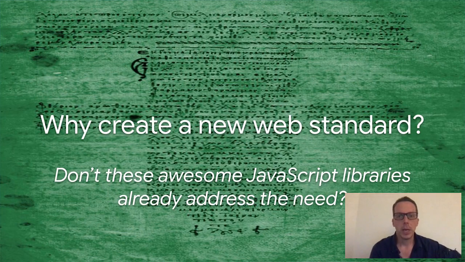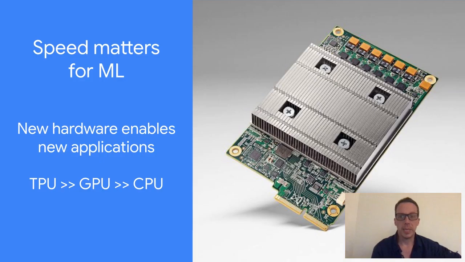The short answer is speed. It's all about performance. ML is compute intensive. Faster processors unlock new applications and make new experiences possible. For certain kinds of computation, ML runs much faster on GPUs than it does on CPUs. And new tensor processing units and other ML-specific hardware runs much faster even than GPUs for some workloads.